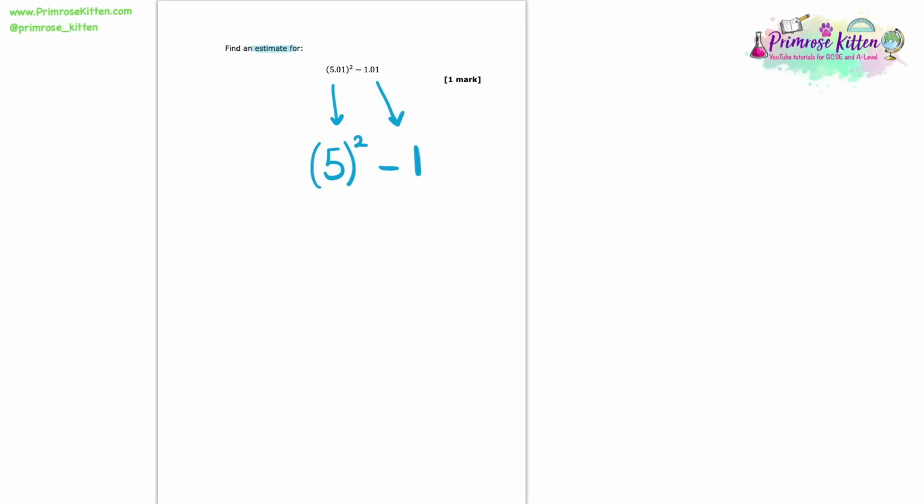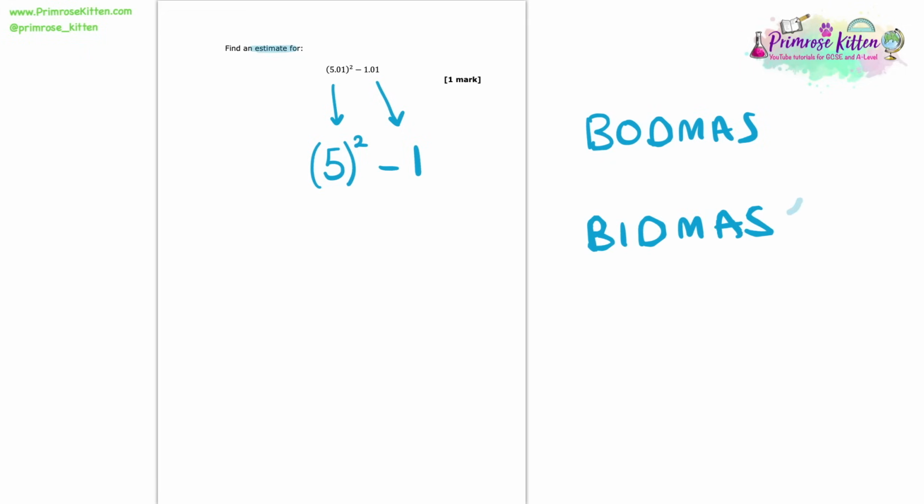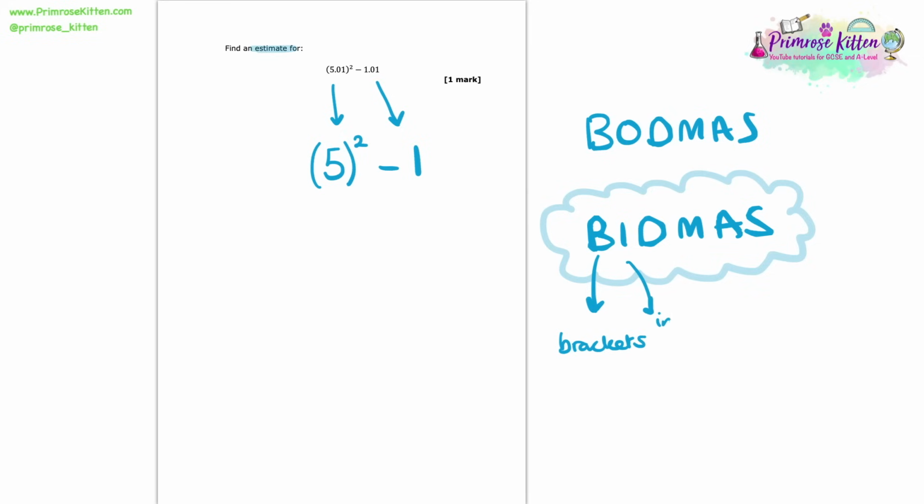Now for the orders of operation, there's a few different phrases that people use. There's BODMAS, there's BIDMAS, there's a load of other ones too, like PEDMAS. I think the most commonly used one nowadays though is BIDMAS. So to remind you with this, you first do your brackets, then you do any indices, which are the same as powers. Then you do any division, any multiplication, any addition, and then any subtraction.